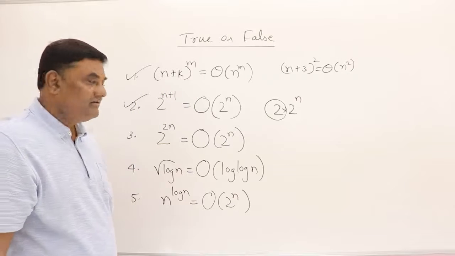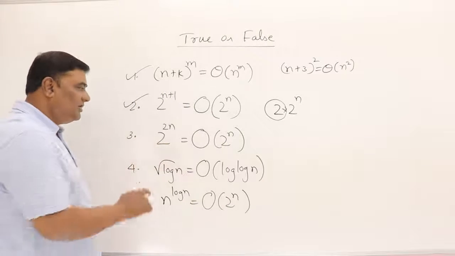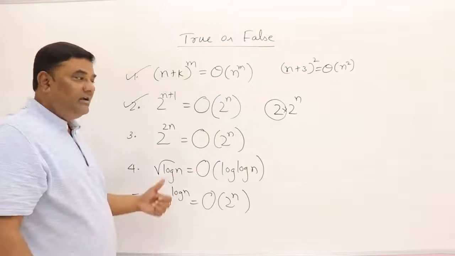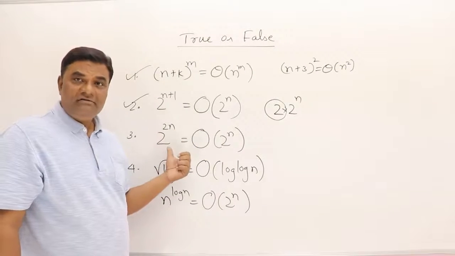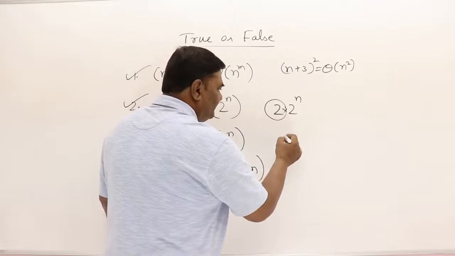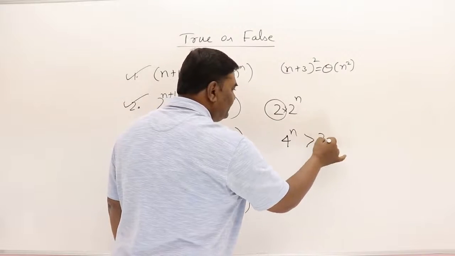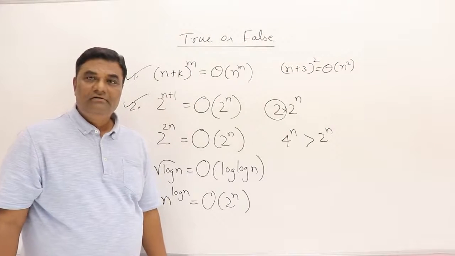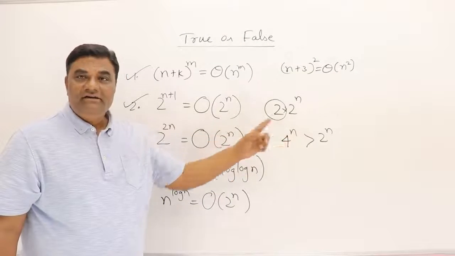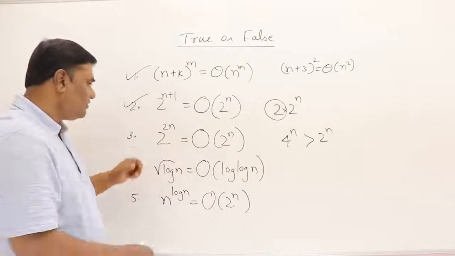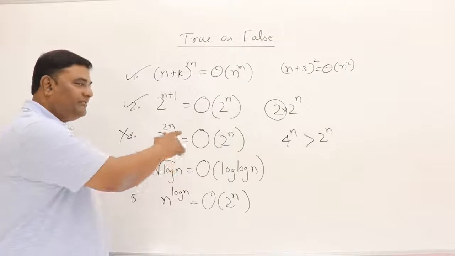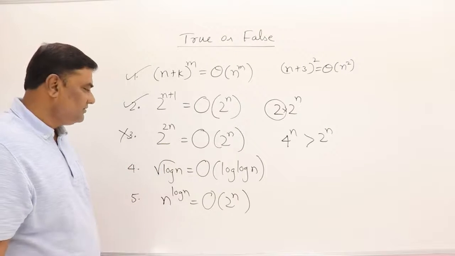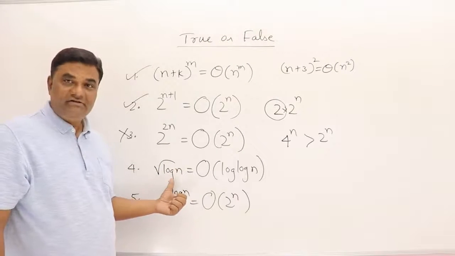Big O is correct. Then let us take this one. 2 raised to 2n and this is 2 raised to n. This is 4 power n and that is 2 power n. 4 power n is greater than 2 power n. 2 power n cannot be an upper bound for this one. Wrong. So it should be big O of 4 power n, not 2 power n. This is wrong.